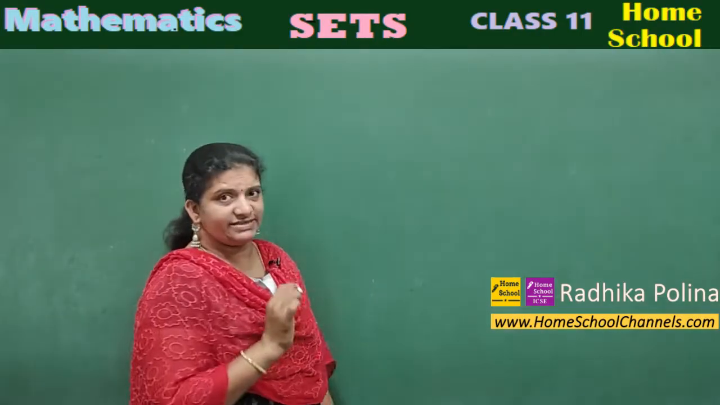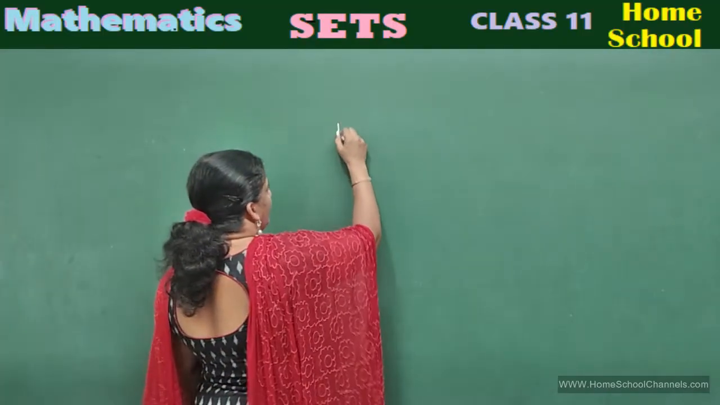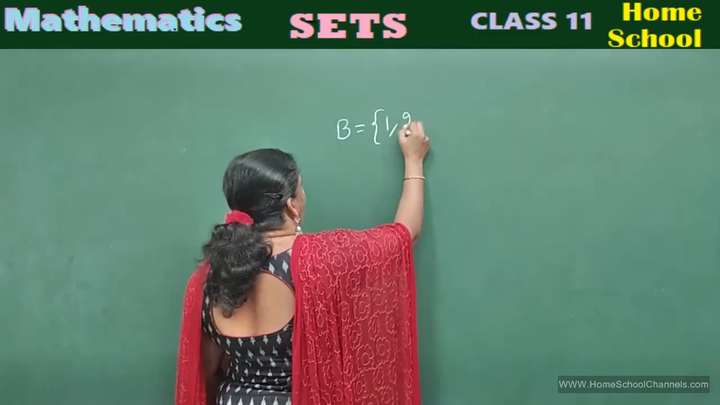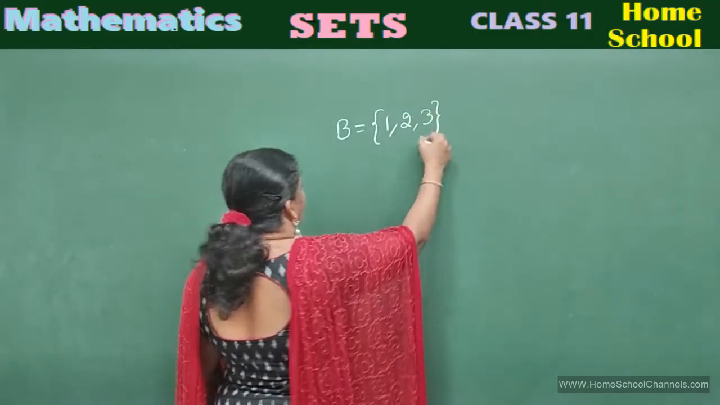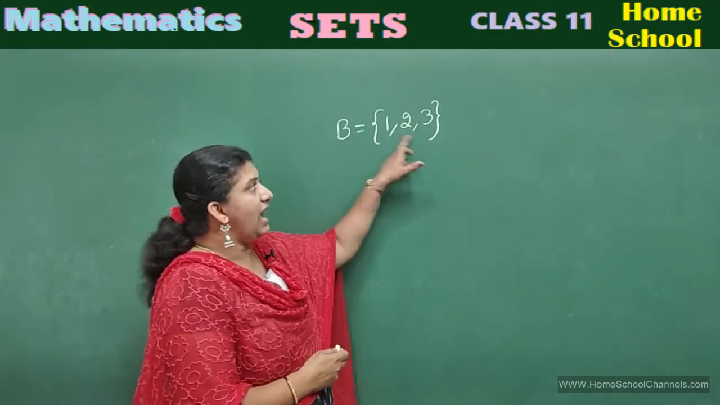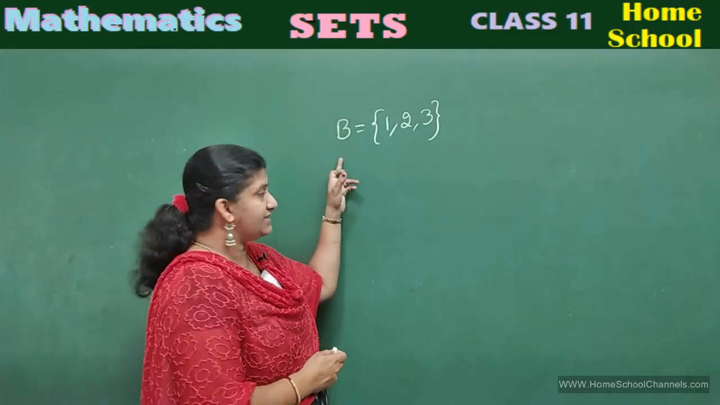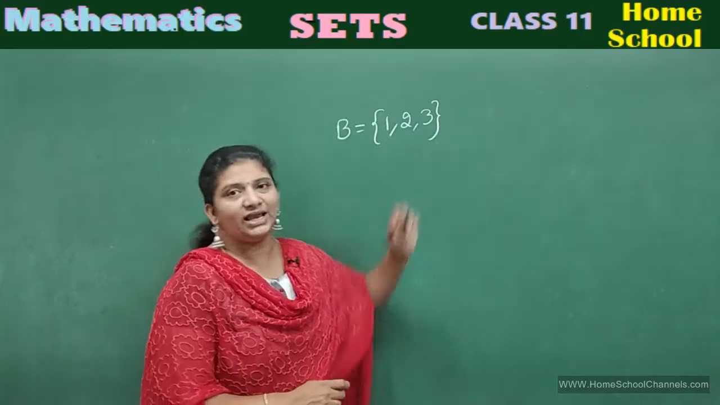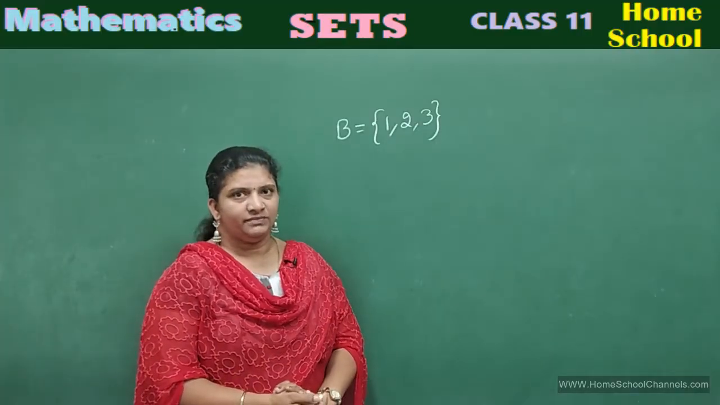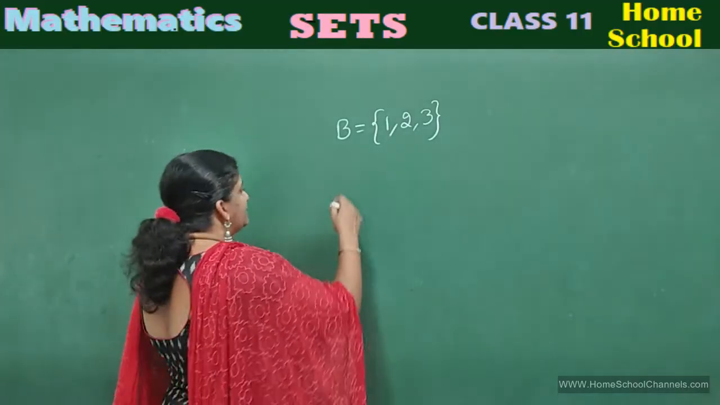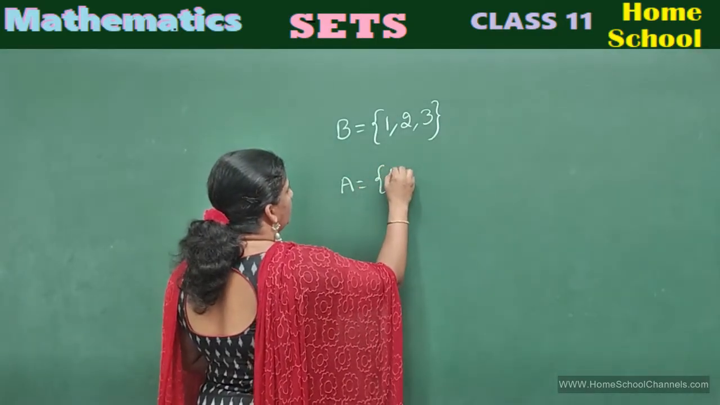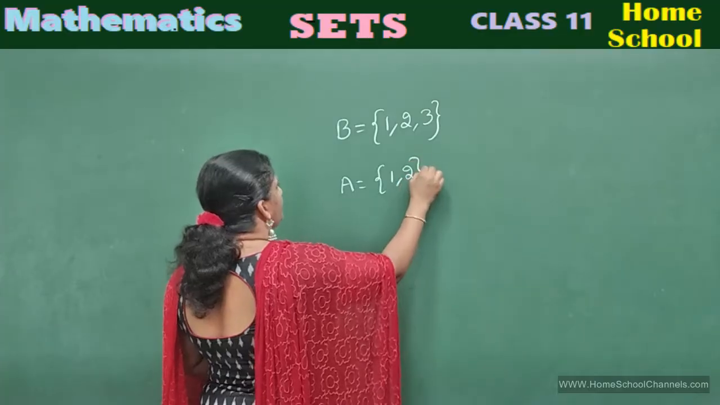Let me take a set. We take a set with the letter B. B is equal to {1, 2, 3}. These are the elements, and the set is represented by a capital letter. There are 3 elements inside the set. And another set I am going to take here. A is equal to {1, 2}.